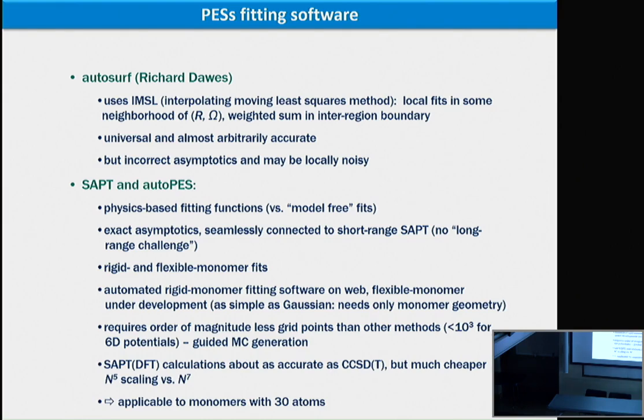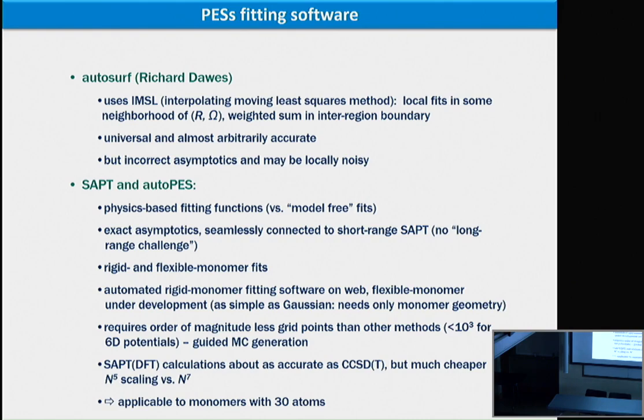In this sense, we use asymptotic expansion. If you do calculations for a very large distance, say 20 angstroms, and you do a SAPT calculation and an asymptotic calculation, they will agree to about 3 digits. If you want better agreement, you go to 40 angstroms, and they will agree to 5 digits. So this is the seamless connection. We can do rigid and flexible monomers, although flexible monomers is in development. This automated rigid monomer fitting software has been on the web for some time. For flexible monomers, we are working on it.